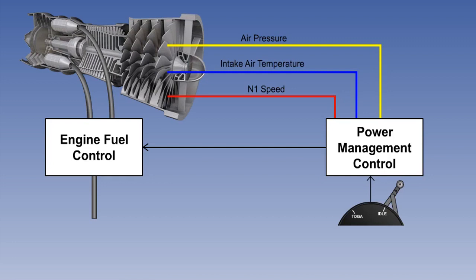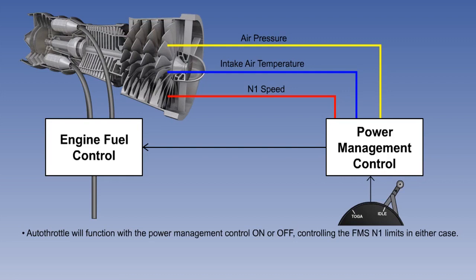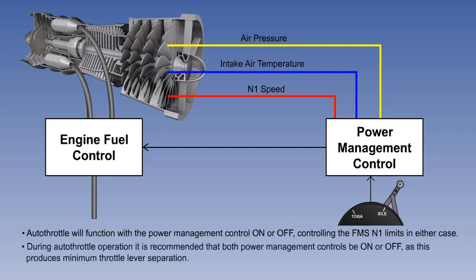This value will be maintained during the climb to keep a constant thrust setting, without throttle lever adjustment. The autothrottle will function normally with the power management control on or off, with the autothrottle computer controlling the flight management system's N1 limits in either case. During autothrottle operation, it is recommended that power management controls be both on or both off, as this produces minimum throttle lever separation. Autothrottle takeoffs may be performed with both power management controls off.